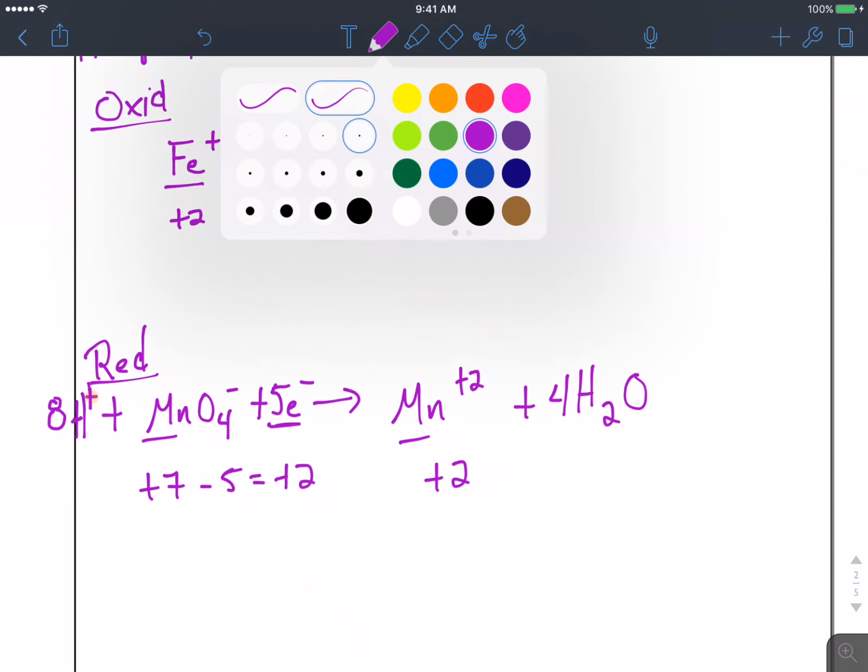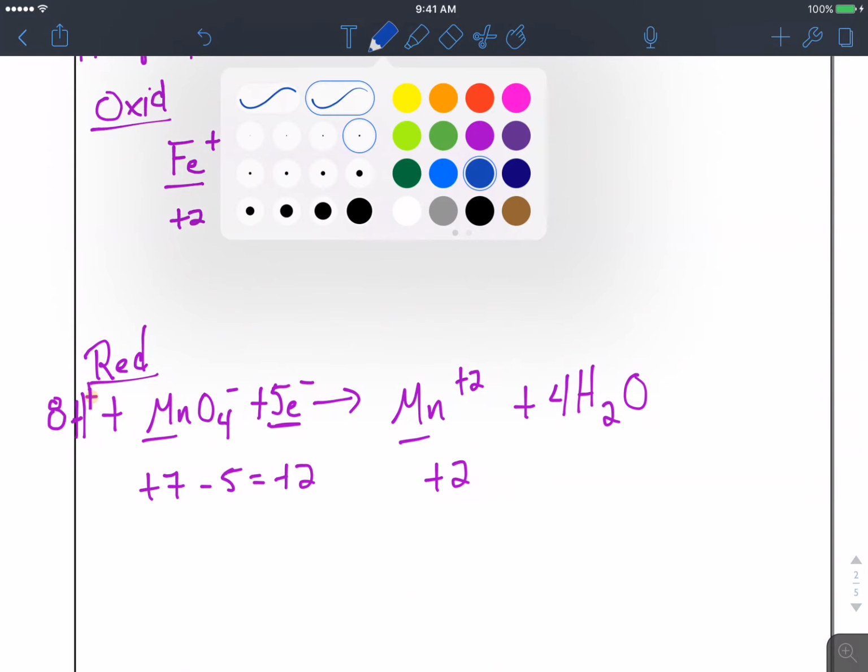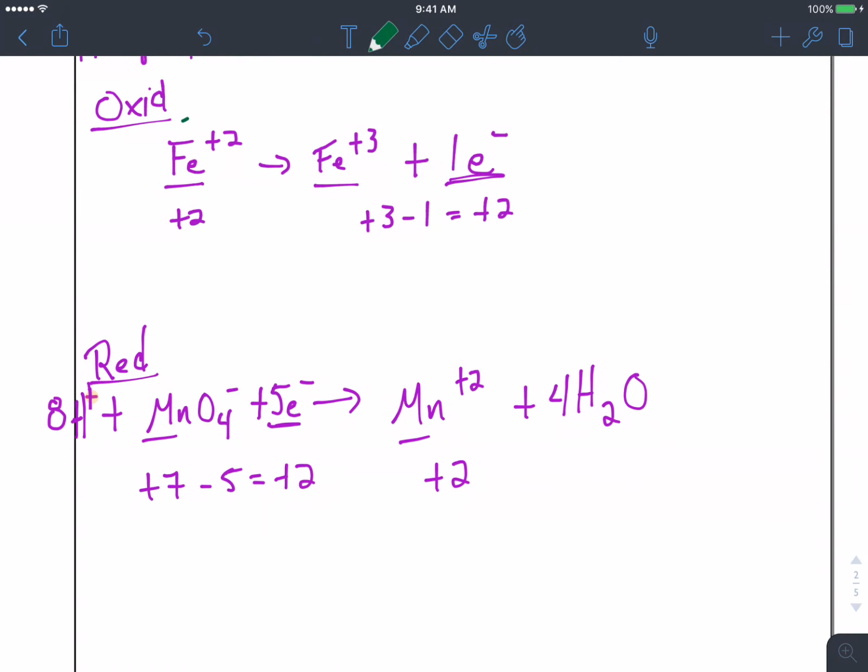So in order to do that, and I'm just going to change color so it's easier for you guys to look at. In order to do that, we're going to take this top equation and we're going to multiply it by 5. Because if we multiply it by 5, that means we're going to have 5 electrons on the right side.